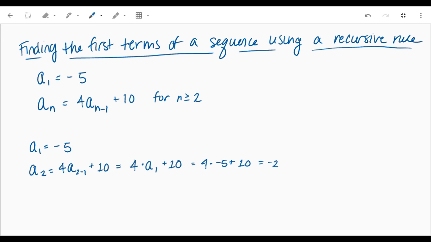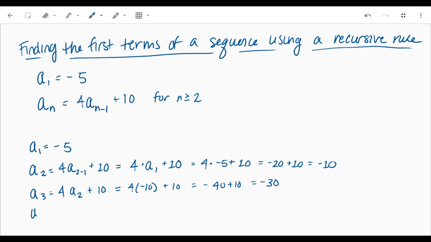Okay, so I'm going to have negative 20 plus 10, which will be negative 10. Okay, my third term will be 4 times the second term plus 10. So it'll be 4 times negative 10 plus 10. So negative 40 plus 10 is negative 30.